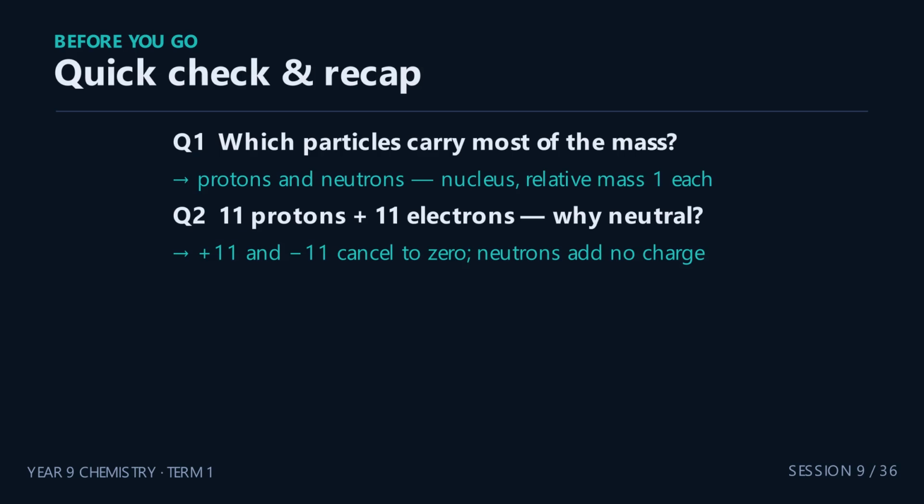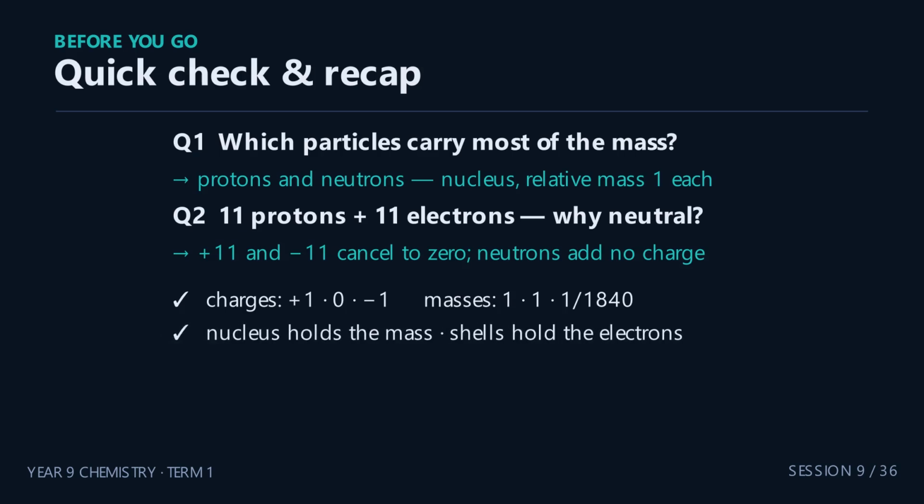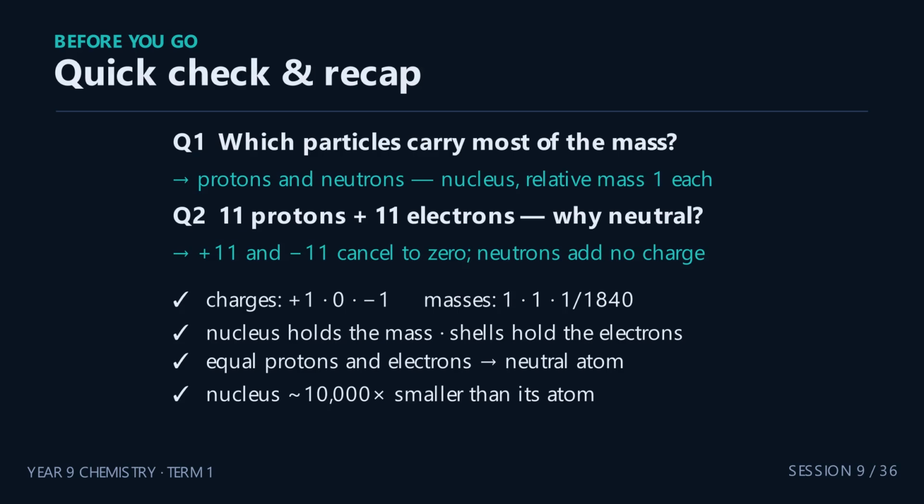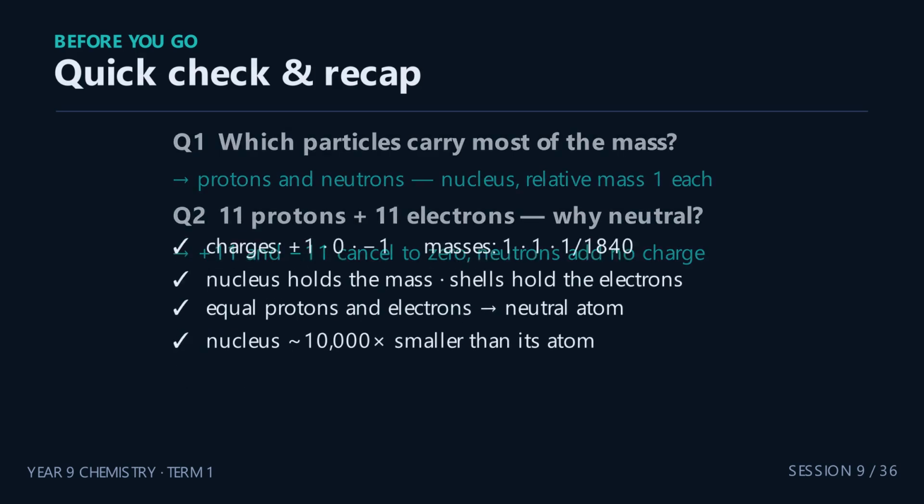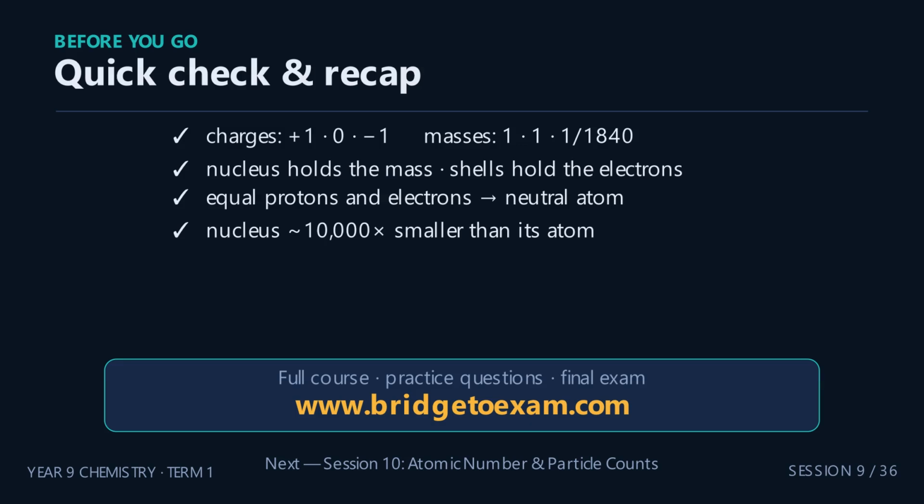Your recap: proton +1, neutron 0, electron -1. Masses 1, 1, and 1 over 1,840. Nucleus holds the mass, shells hold the electrons, and equal protons and electrons make an atom neutral. Next session, atomic number, mass number, and how to count every particle in any atom.